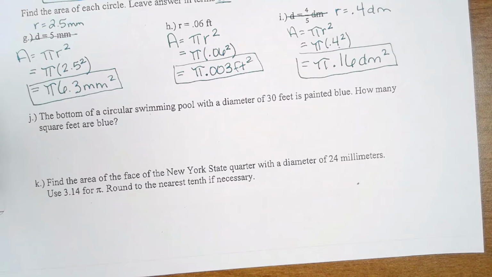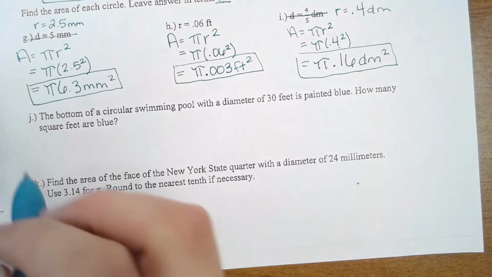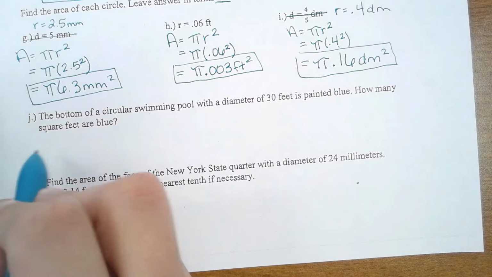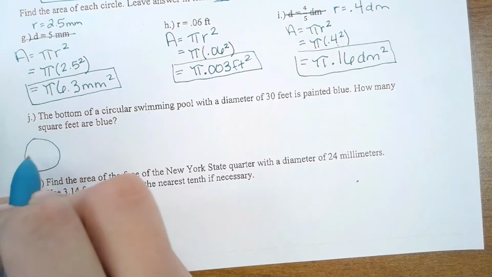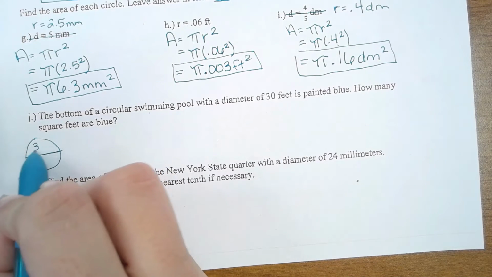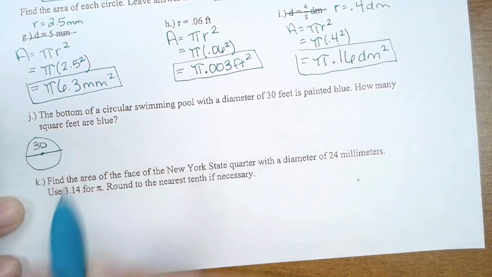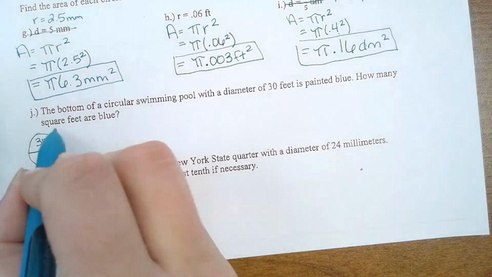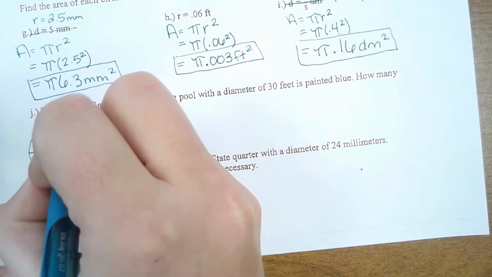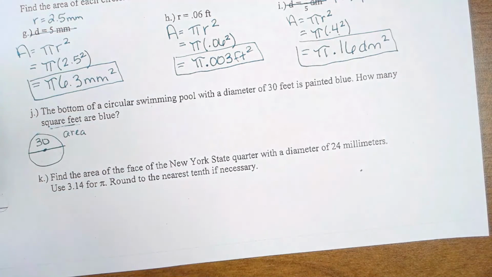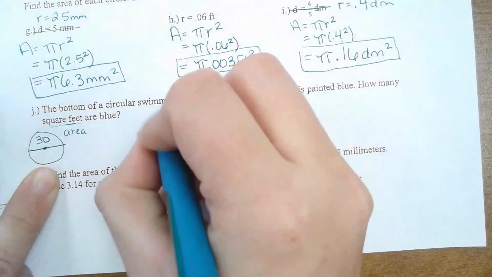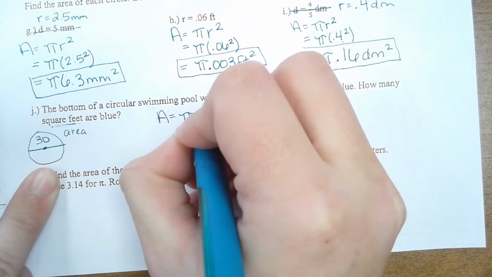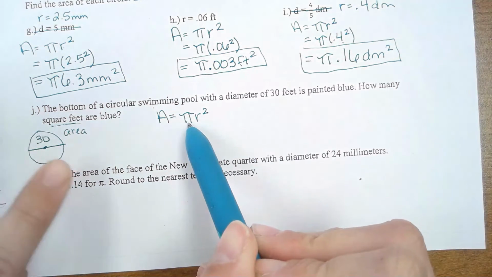So the bottom of a circular swimming pool with a diameter of 30 feet is painted blue. How many square feet are blue? So we have a circular swimming pool, and it has a diameter of 30. So here's the bottom of my swimming pool. My diameter is 30, and it's painted blue. They're wanting to know how many square feet are blue. So when they're trying to figure out square feet, that just means that you are finding the area. Okay? So our area formula is A equals pi r squared. Pi, let's use 3.14.